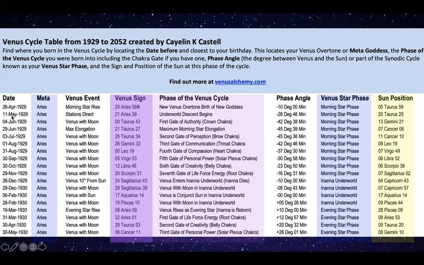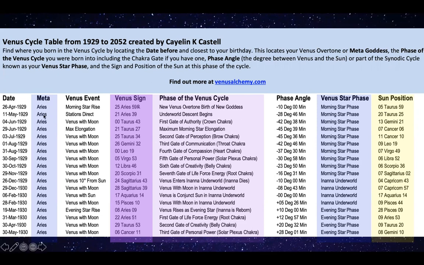So these columns, of course, you have the date that we're looking at. If we looked at April 26, 1929, the meta goddess on the world stage is Aries. It's also known as the overtone. This was the morning star rise when Venus was at 25, almost 26 degrees Aries retrograde, and it was the birth of a new goddess, the Aries goddess. And that was when Venus and the sun became 10 degrees apart, rising into the morning star. The sun was at almost 6 degrees Taurus, meaning there's that 10-degree separation between them.